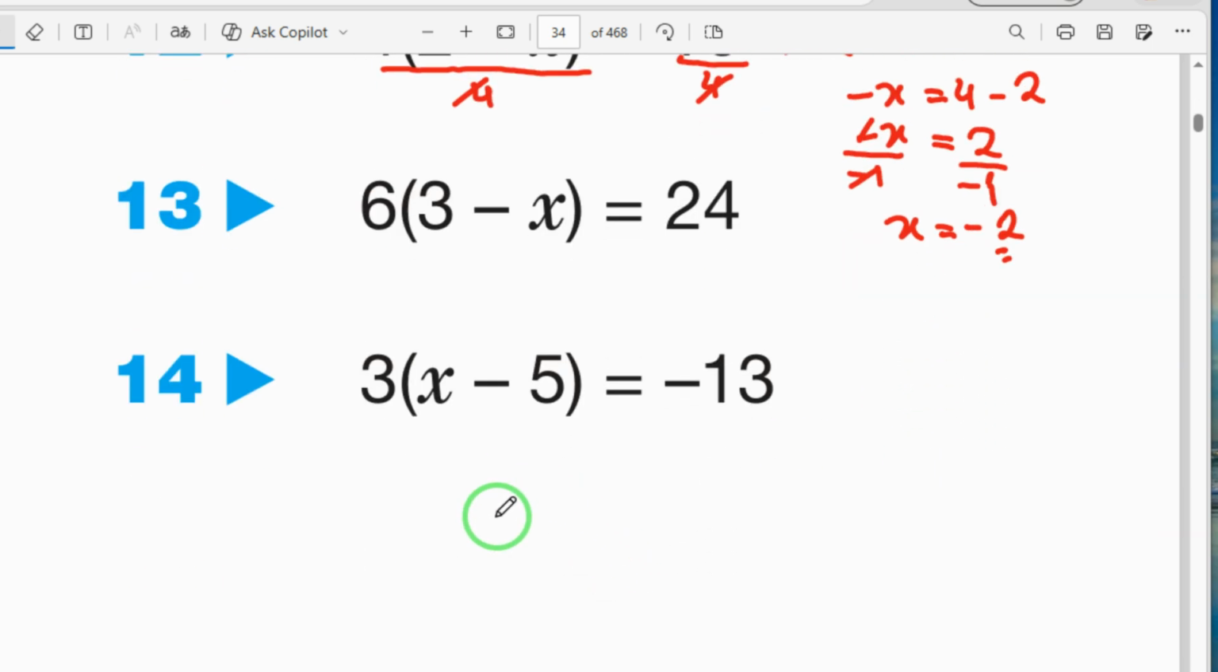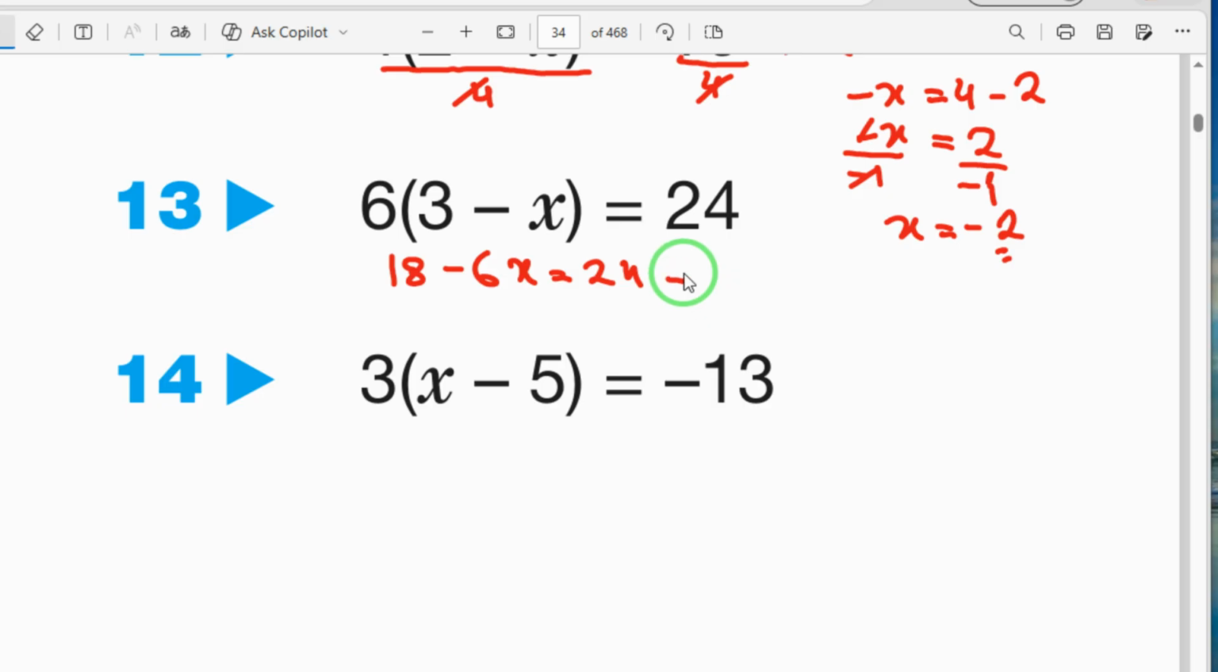Question number 13. First divide by 6. However, you can also first multiply here. 6 times 3 is 18 minus 6 times x is 6x, equal to 24. The answer is the same. It means this method is the same as the previous method. There is no difference or change. The answer is the same.